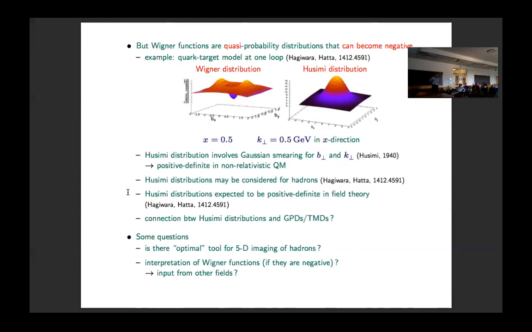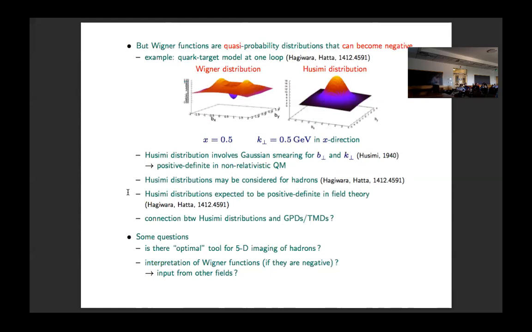At that time, they actually proposed to go with another distribution, which is a Lucini distribution, which is known since 1940, also in non-relativistic quantum mechanics. I don't present an equation here. The physics idea is you basically can start from the Wigner distribution, but you add the Gaussian smearing in K-perp and B-perp, and if you do it right, you actually can make sure, at least in non-relativistic quantum mechanics, that you get an object which is strictly positive definite or semi-definite.